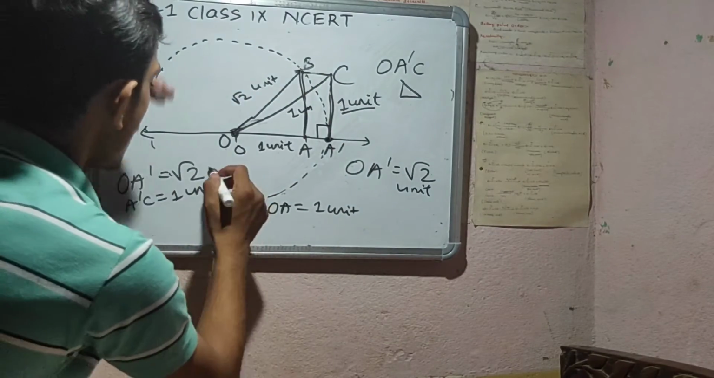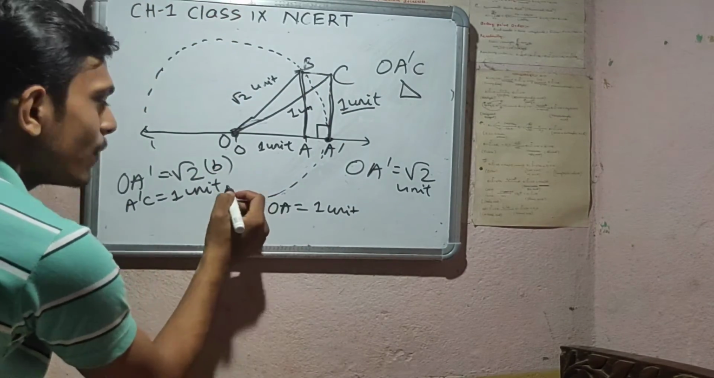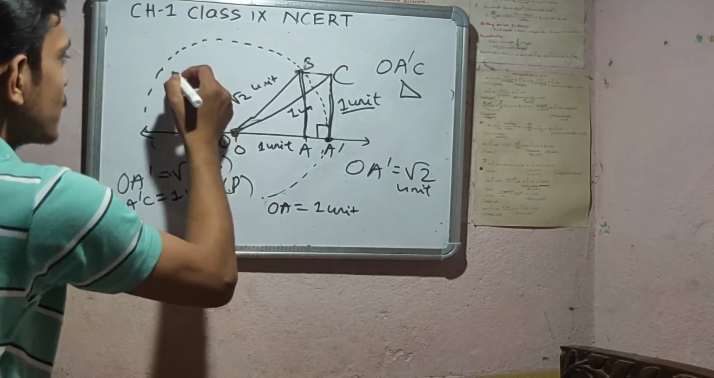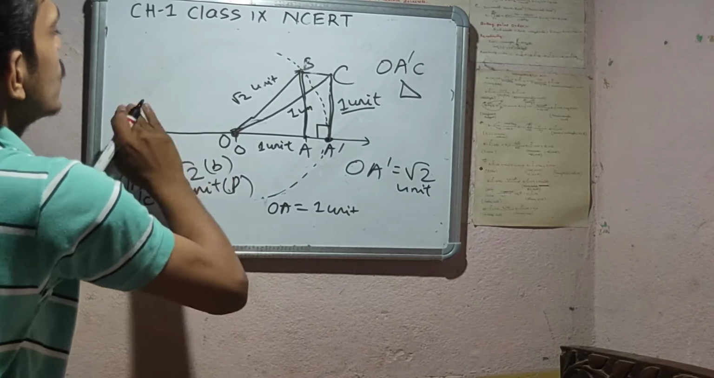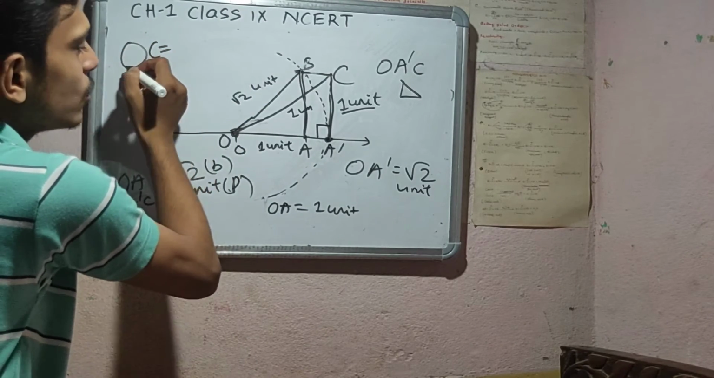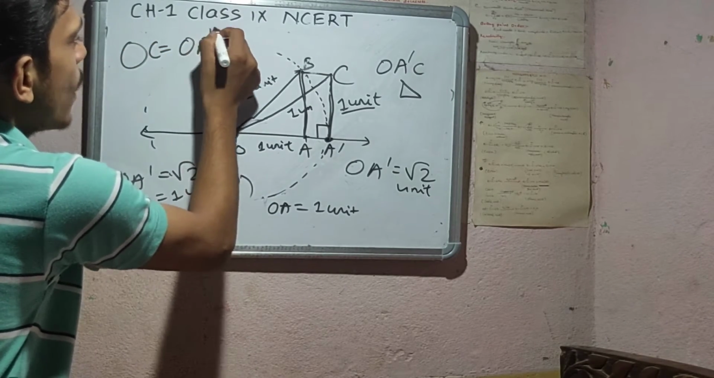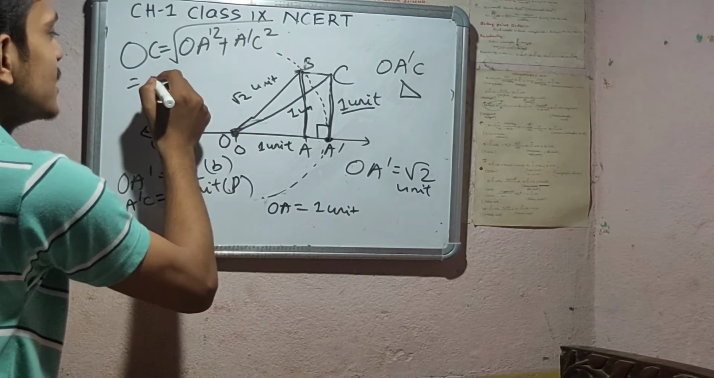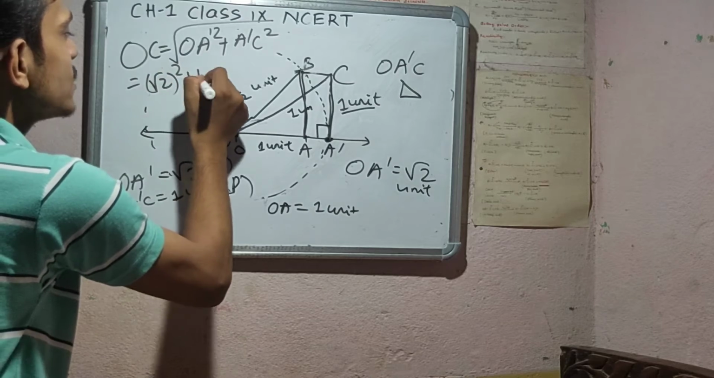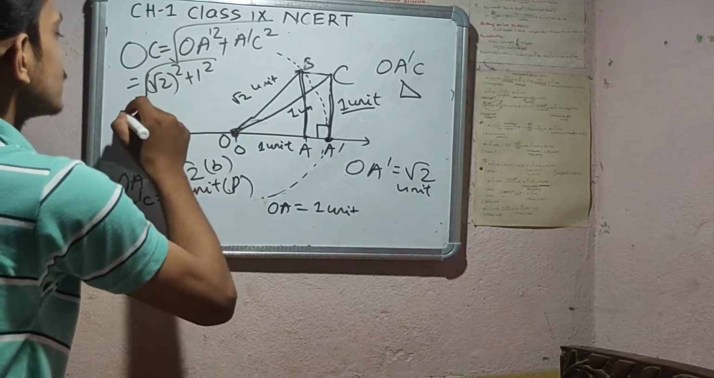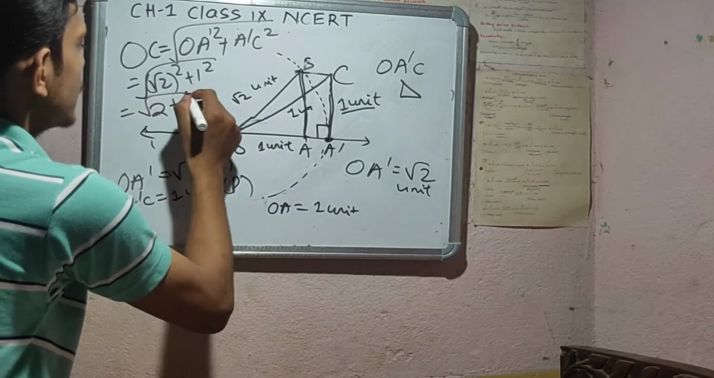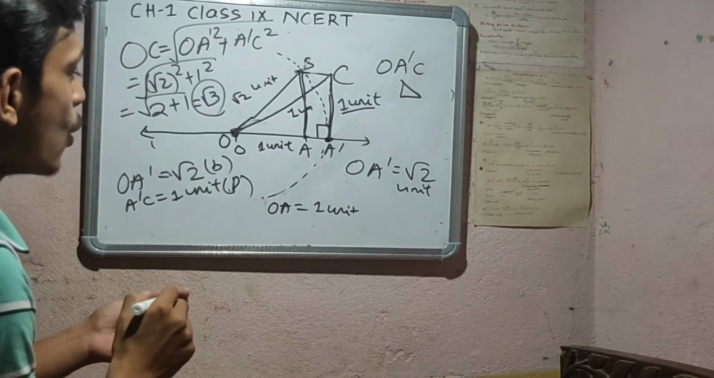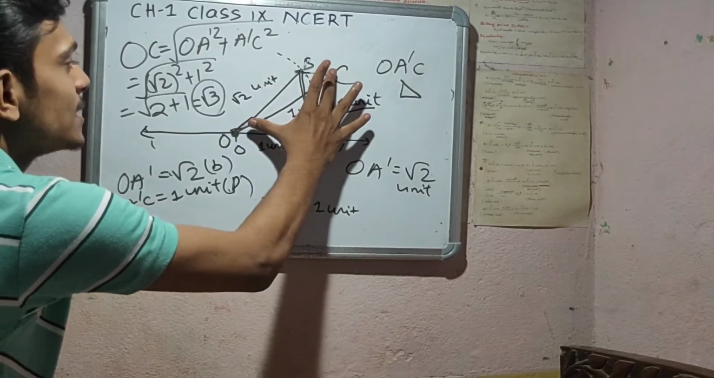This is the value of B and this is the value of P. And how can you find H? That is OC. OC equals the square root of OA dash square plus A dash C square. Yes or no? So that is how much? That is root of 2 square plus 1 square. So that is 2 plus 1, that is the square root of 3. Yes or no? So OC represents the square root of 3.